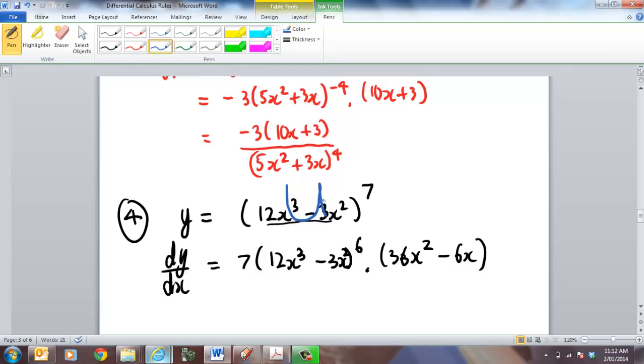Good luck with those exercises in 3E2. Again, it's about breaking it down into two steps. Our first step is dealing with the bracket. The second step is differentiating what's inside the bracket. So good luck with those.